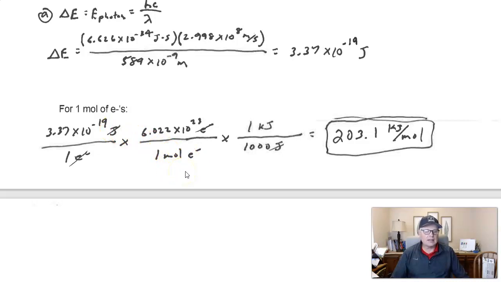Let's go ahead and convert that to kilojoules. That's going to be a pretty big number. So how do I get from joules to kilojoules? Well, I know that 1 kilojoule is equal to 1,000 joules. What goes on top, what goes on bottom?